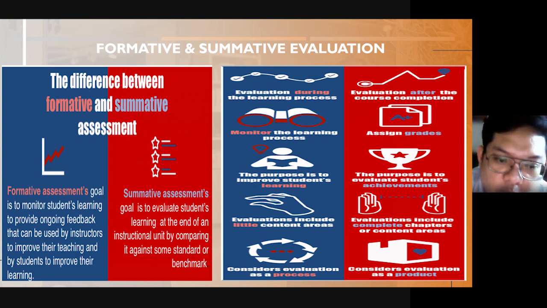To provide ongoing feedback. So after you have done your exercises, your homework, then your homework will be marked, will be checked by your teachers, and then the teachers will give their response. Which part of your exercise that you need to improve, right? So ongoing feedback that could be used by the instructor to improve their teaching effectiveness.